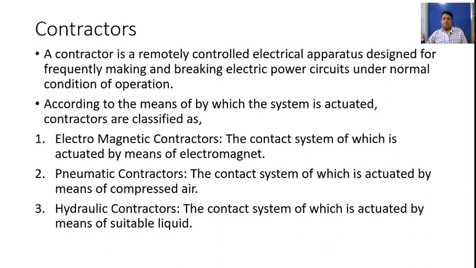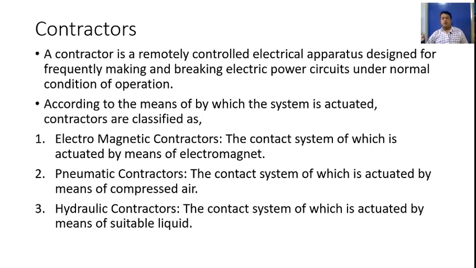According to the means by which the system is actuated, the contactors are classified as electromagnetic contactors, the contact system of which is actuated by means of an electromagnet. Now, pneumatic contactors. What are pneumatic contactors? The contact system of which is actuated by means of compressed air is called a pneumatic contactor.